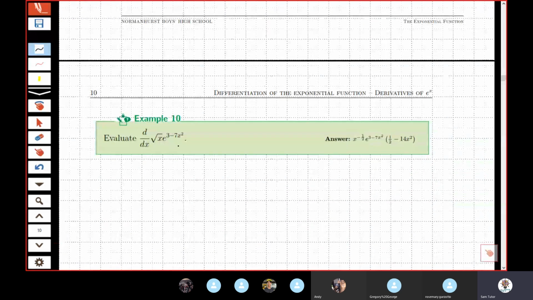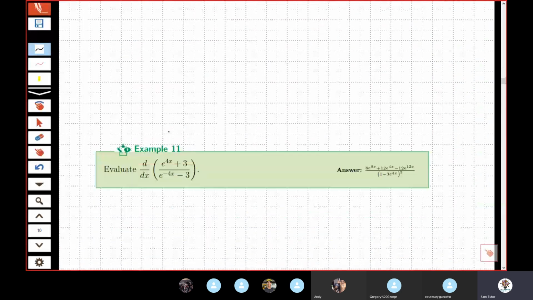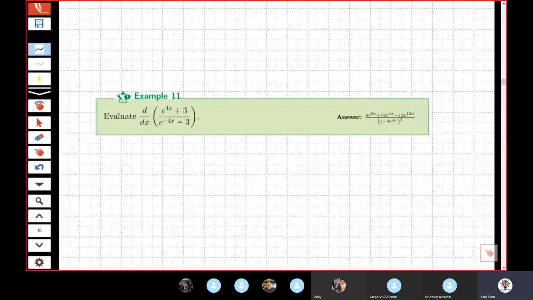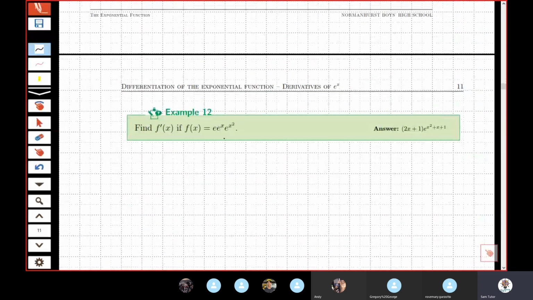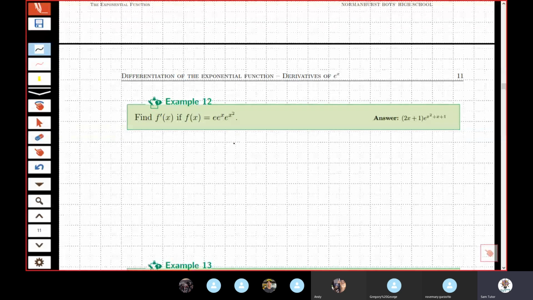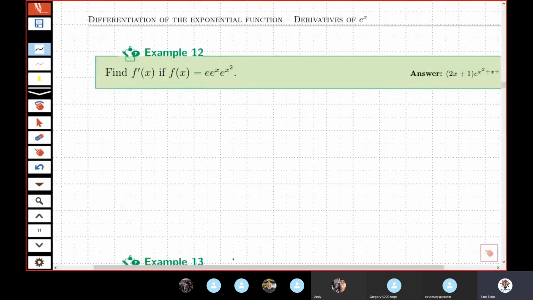Not hard. This one, another product rule, not hard. It's just harder because obviously the root. So students would get it wrong because of the surd, not because of the fact that it's an exponential. Yeah, not hard. Ex squared. Yes, students will get this one wrong because they have no idea what's happening.